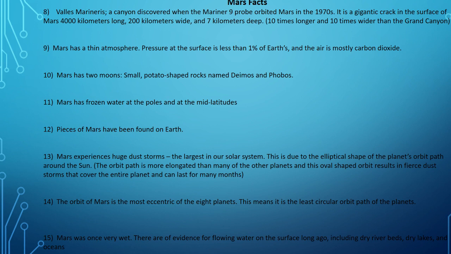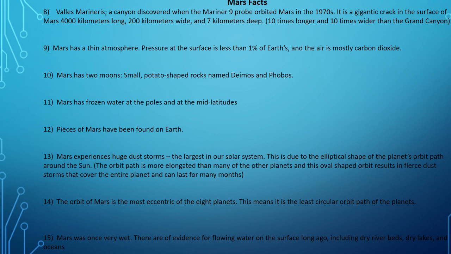Mars experiences huge dust storms, the largest in our solar system. This is due to the elliptical shape of the planet's orbit path around the Sun. The orbit path is more elongated than many of the other planets, and this oval-shaped orbit results in fierce dust storms that cover the entire planet and can last for many months. The orbit of Mars is the most eccentric of the 8 planets. This means it is the least circular orbit path of the planets.